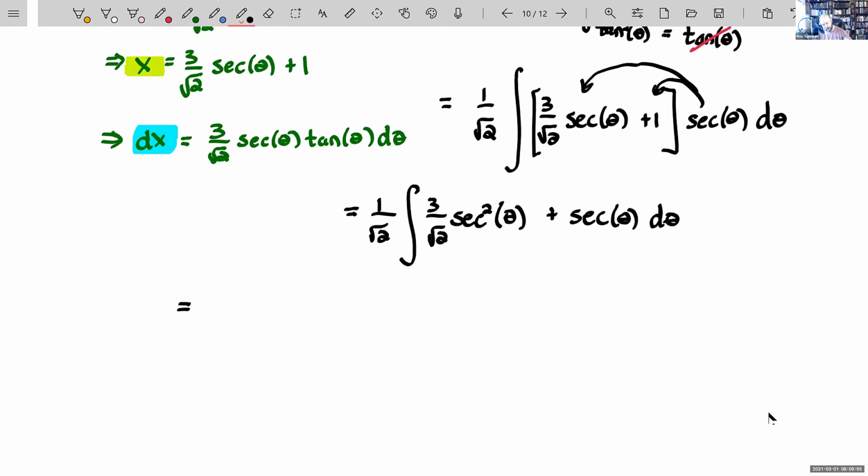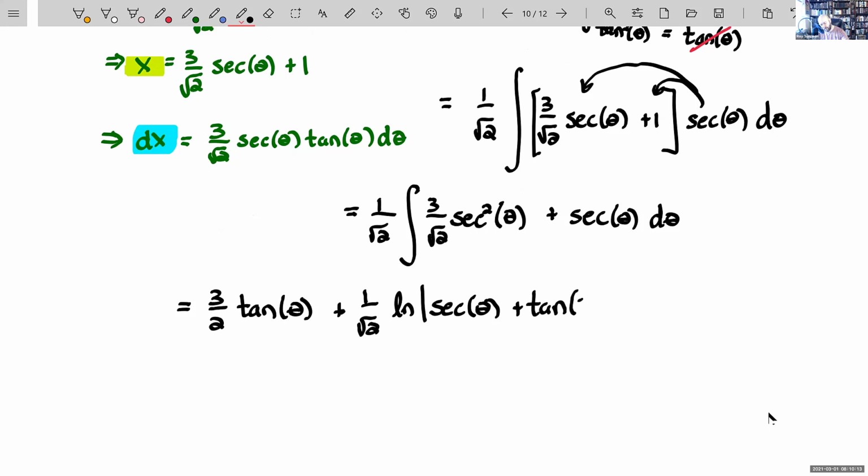And so this will be 3 halves tangent, because that's the antiderivative of the secant squared, plus 1 over root 2 times the antiderivative of the secant, which is the natural log absolute value of secant of theta plus tangent of theta, and absolute value, plus c.